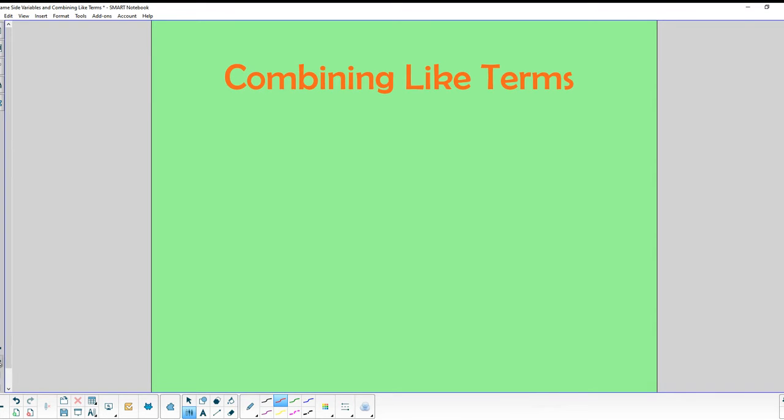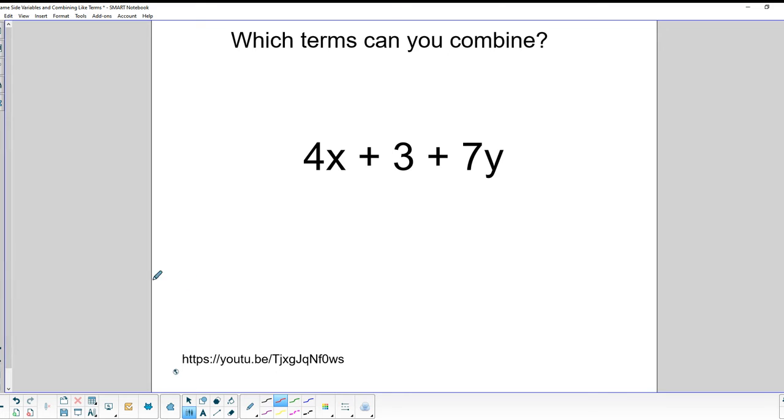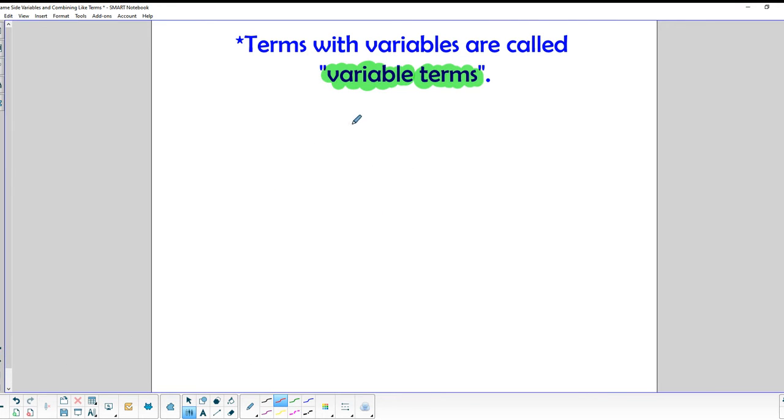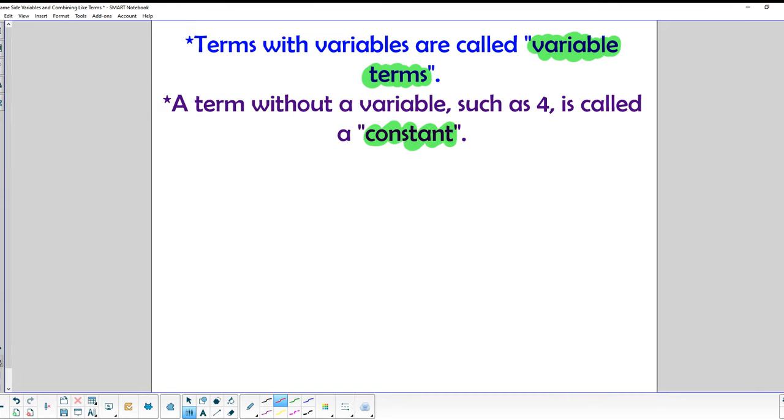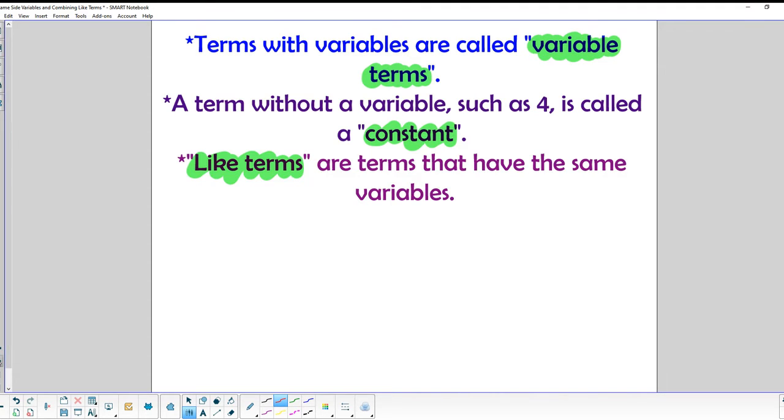All right, today we're going to add the skill of combining like terms in solving an equation as well. So which terms can you combine? Now, if you look at these, you got an x term, a constant term, and a y term. So these, you really can't combine any of those. So what are we talking about? What are variable terms? Terms that have variables in them are called variable terms. A term without a variable, such as 4, is called a constant. Okay, so those are the kind of terms that we're dealing with when we're solving equations or simplifying expressions.